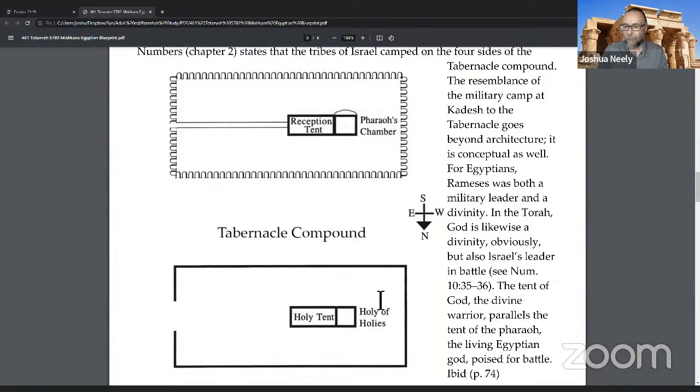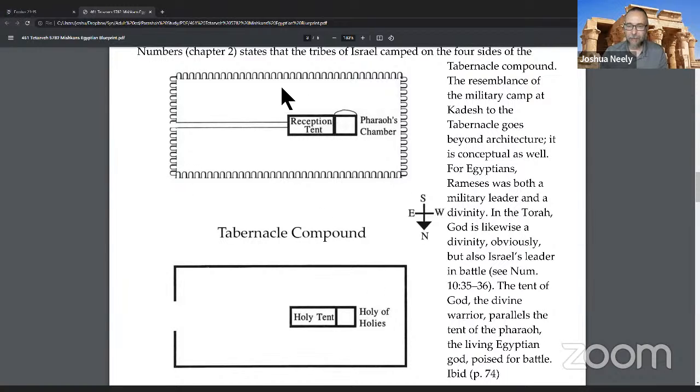For Egyptians, Ramses was both a military leader and a divinity. In the Torah, God is likewise a divinity, obviously, but also Israel's leader in battle. For example, see Numbers 10. The tent of God, the divine warrior, parallels the tent of Pharaoh, the living Egyptian god, poised for battle.